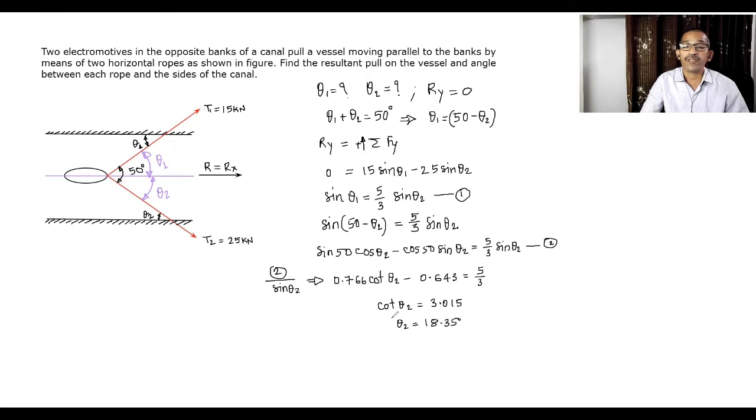Now once you get theta 2, theta 1 is easily possible. We put this theta 2 in the relation between the angles: theta 1 plus theta 2 is 50, so theta 1 is 50 minus theta 2. Putting in the theta 2 value, theta 1 comes out to be 31.65 degrees. So this is our next answer, that of theta 1.